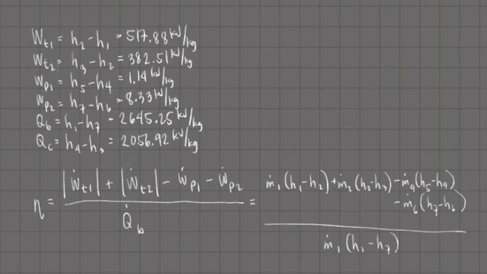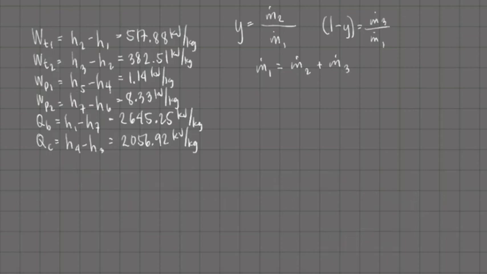To further simplify this problem, we have to solve for the value of y. Remember that this parameter is equal to the ratio of the mass flow rate of stream number 2, that is the stream going into the open feed water heater, divided by stream number 1, that is the mother stream or the original stream. In the same token, the parameter 1 minus y is equal to the mass flow rate of stream 3 over the mass flow rate of stream 1. Our mass balance is mass flow rate of 1 is equal to mass flow rate of 2 plus the mass flow rate of 3. We also need to perform the energy balance around the open feed water heater.